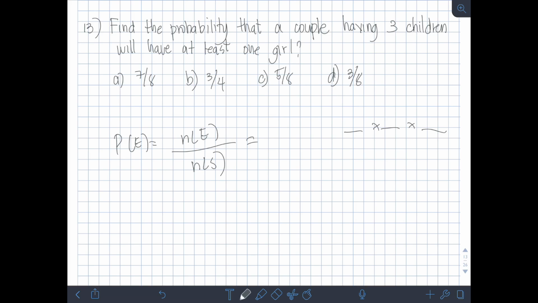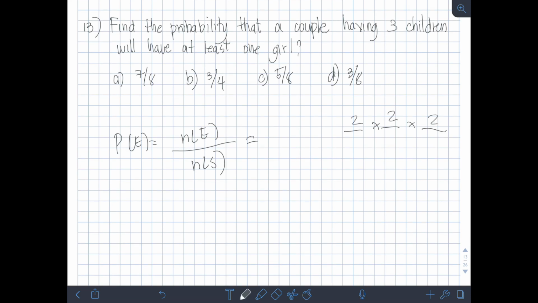So, therefore, sa unang anak nila, ilan yung choice? Dalawa. Boy or girl. Sa pangalawa, dalawa lang din. Boy or girl ulit. Tapos pangatlo, dalawa for boy or girl. So, therefore, yung total number of sample space natin ay 2 times 2 times 2, or 2 cube, or simply 8. Okay. Ngayon, doon naman tayo sa number of elements ng event E natin, which is yung gusto natin, yung probability na at least 1 ay girl. So, kung at least 1, pwedeng isa lang yung girl, pwedeng dalawa yung girl, at pwedeng tatlo, puro babae. So, meron tayong tatlong cases. Case 1, 1 girl lang. Case 2, 2 girls. Case 3, 3 girls.